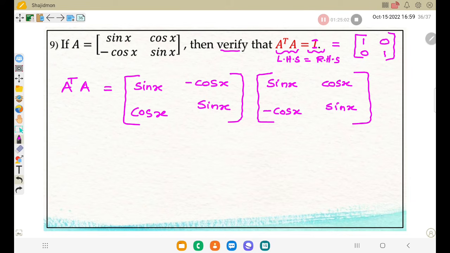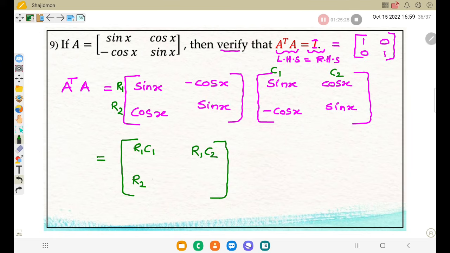Correct? Now we studied how to multiply these two matrices. This is the first row, second row, and this is column number 1, column number 2. So first row with column number 1, first row with column number 2, second row with column number 1, second row with column number 2. We need to calculate these 4 numbers. First we do R1C1, first row with column number 1.